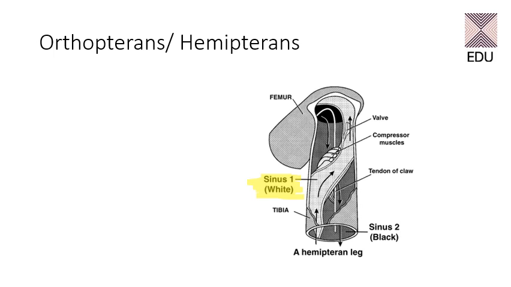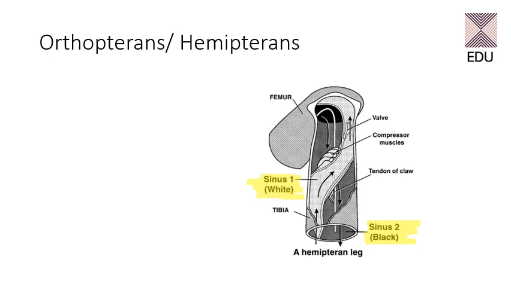It has been shown as white in this particular thing. And here we have the sinus number 2. So this is shown as the black sinus. And these sinuses are present in the legs of the hemipterans or the arthropods. Now, it longitudinally spans the entire leg of these insects and ends before the leg tip.